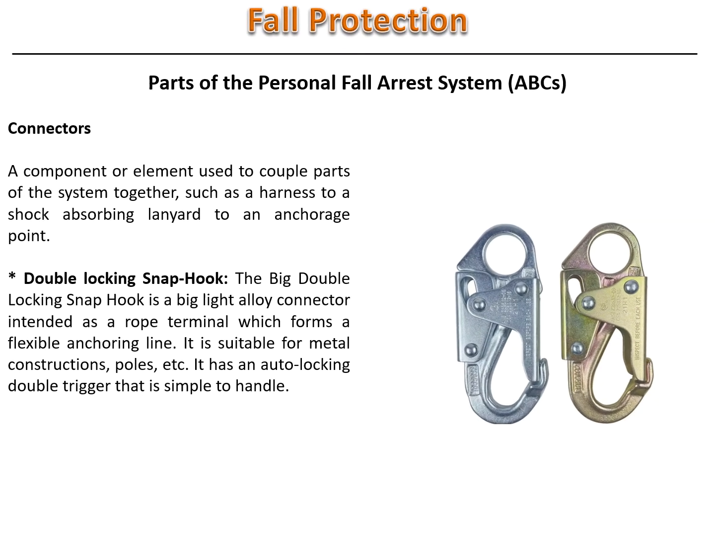Connectors. A component or element used to couple parts of the system together, such as a harness to a shock-absorbing lanyard to an anchorage point. Double locking snap hook. The big double locking snap hook is a big light alloy connector intended as a rope terminal which forms a flexible anchoring line. It is suitable for metal constructions, poles, etc. It has an auto-locking double trigger that is simple to handle.